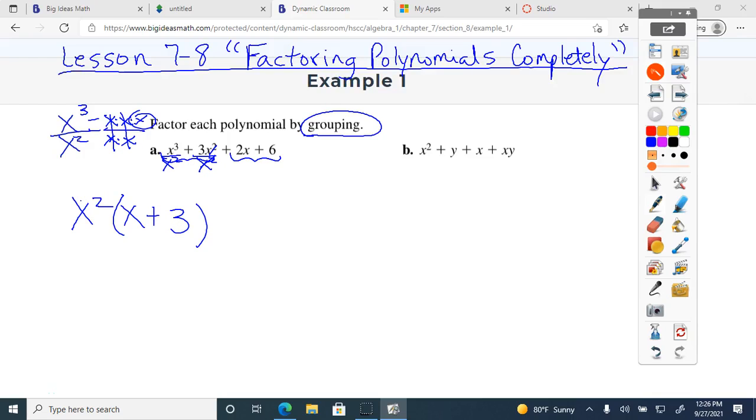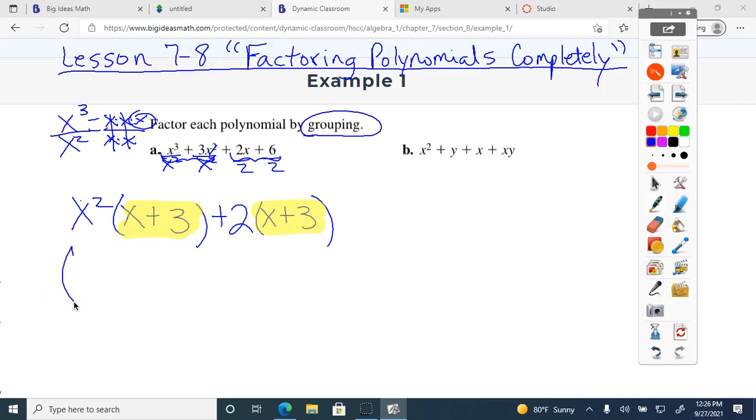Okay? What about the second 2? What do they have in common? 2. Take out the 2. Divide by 2. What will you have when you divide those by 2? Okay? Now, they both have what in common? X plus 3. So I can bring that out front.